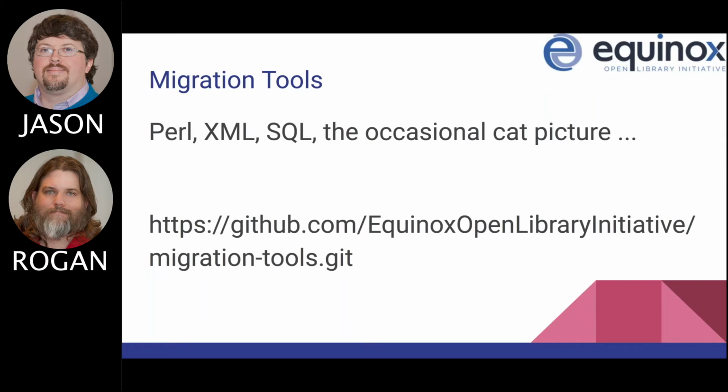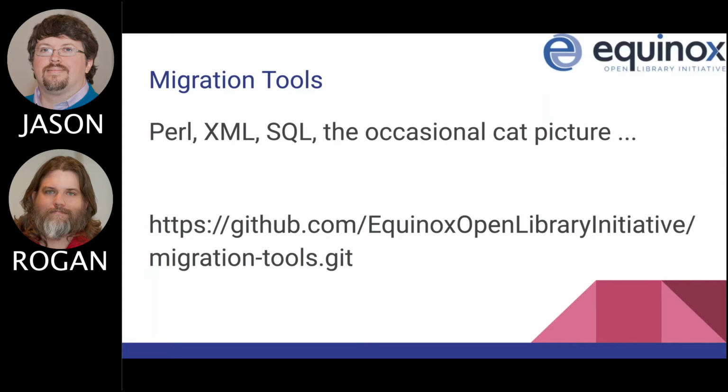And these live on GitHub. You have the address right there. It is under the Equinox Open Library Initiative organization, migrationtools.git. We track issues there. We take merge requests. And you can find all the stuff we're going to talk about today there, as well as a whole bunch of other stuff.